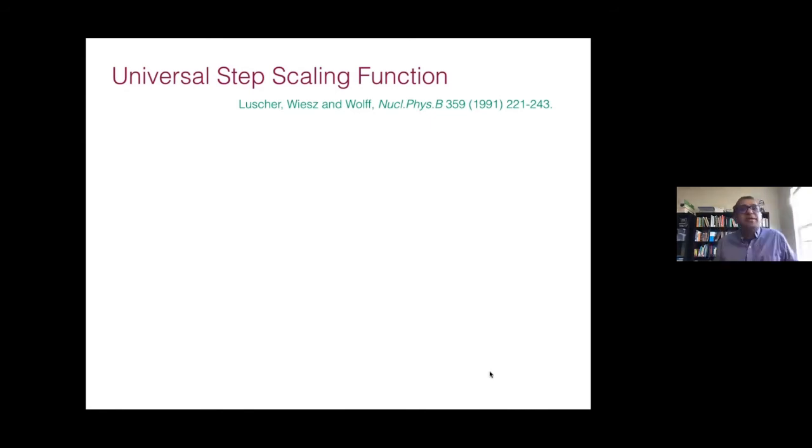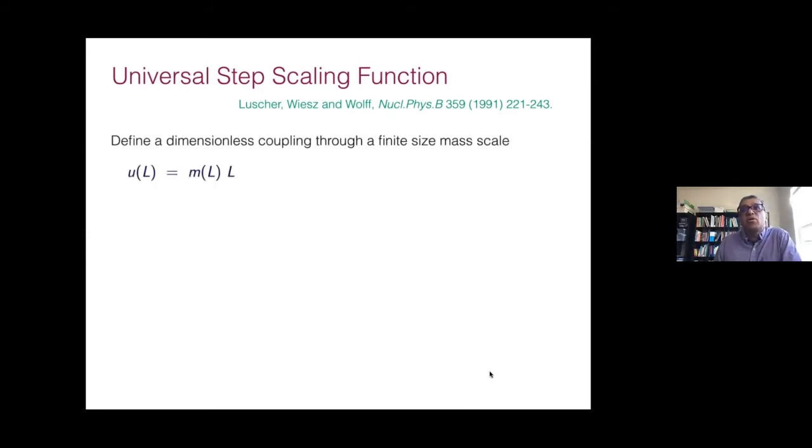So let me explain what happens in QCD, or in the O3 model, and then we will see how all of this can be extended to other theories. In the O3 model, at least, asymptotic freedom in either QCD or the O3 model has been studied using what we call the running coupling. And in that context, an interesting function was defined by Lüscher, Weisz, and Wolff. So let me quickly go through it.